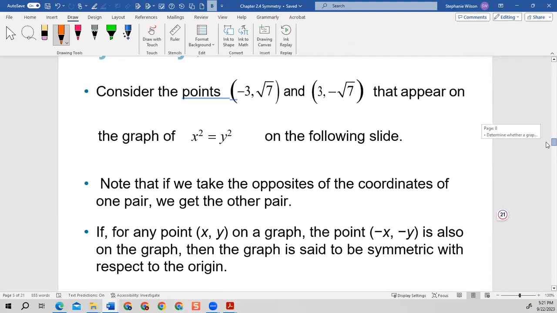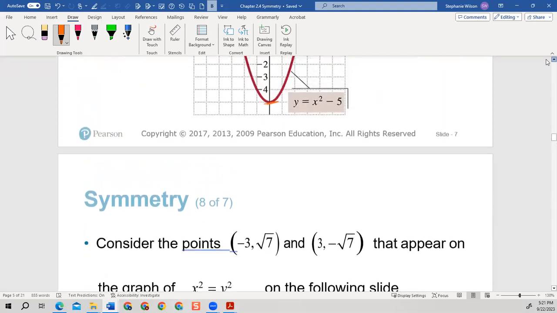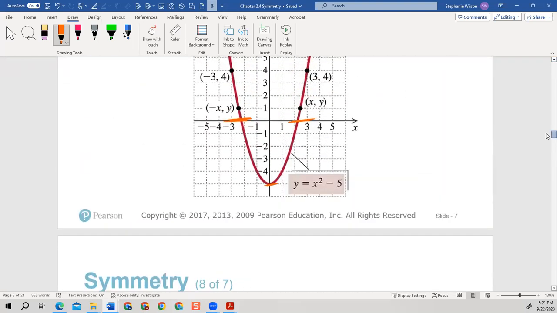Now it says, let's consider the points (-3, square root of 7). If we consider those points, we can go graph it, right? And if we graph it, let's make sure my screen didn't jump too much. Okay, we're good.